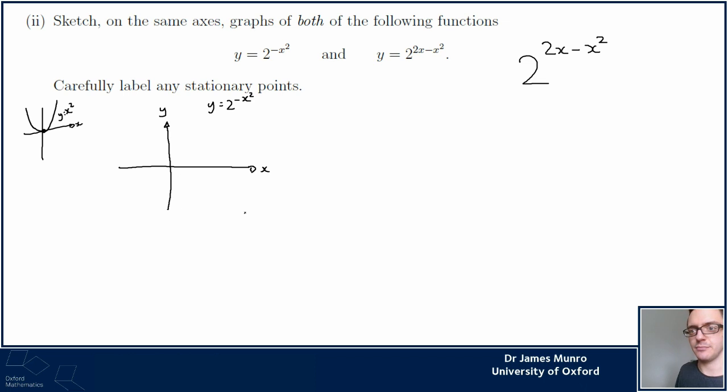2 to the minus x squared. Okay, so when x is 0, this is 2 to the minus 0. Minus 0 is 0. 2 to the 0 is 1. Go through 1. And other things I can think of. When x is really big, this thing's going to be 2 to the minus huge number. When you do 2 to the minus huge number, that's like 1 over 2 to the x squared. So when x is really big, this is really tiny. So I'm going to draw this getting really small when x is really positive, and actually when x is really negative as well.